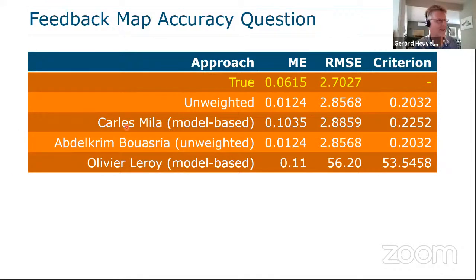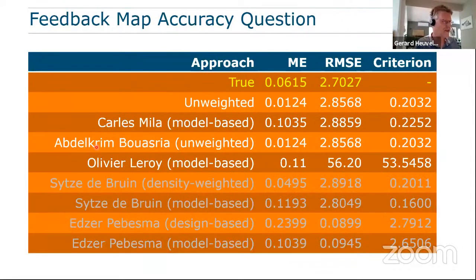So I think the winner is Abdelkrim. Although I like Carles and Olivier's method more, in the end, the criterion is the lowest for Abdelkrim. We also had a few out of competition submissions from Etzer and also from Sietse de Bruin. So I put them in gray here. I hope you can still read them, because they're not really participants of the summer school.